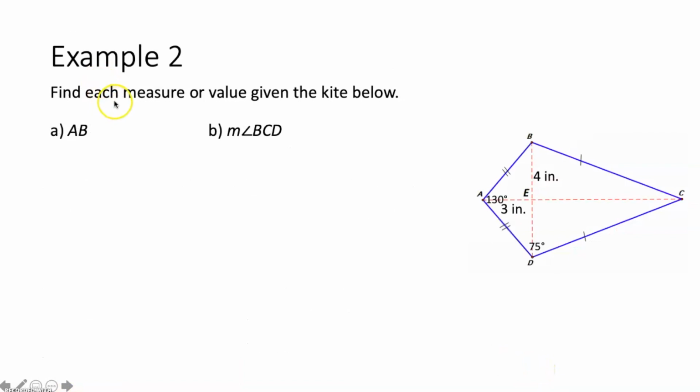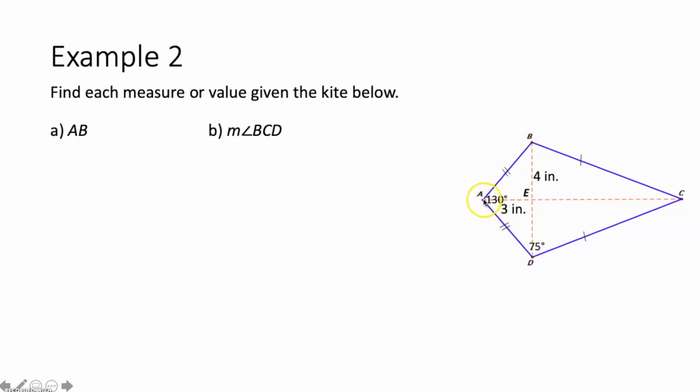Now, example 2 says find each measure or value given the kite below. So this time we're dealing with a kite, and we want to find the measure of segment AB. So the measure of segment AB would be this segment right here. Okay, so what do we do? Well, what do we know about a kite? Well, we know it has 2 pairs of consecutive congruent sides, but that doesn't really help us because we want to find the measure of segment AB, and we don't even know the measure of segment AD. Otherwise, that would have been really easy.